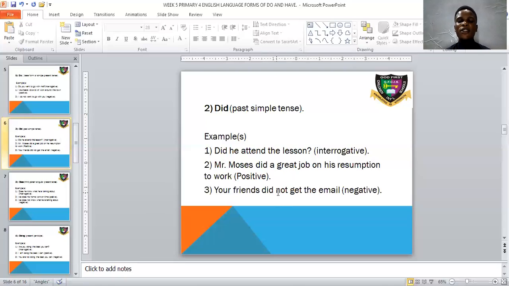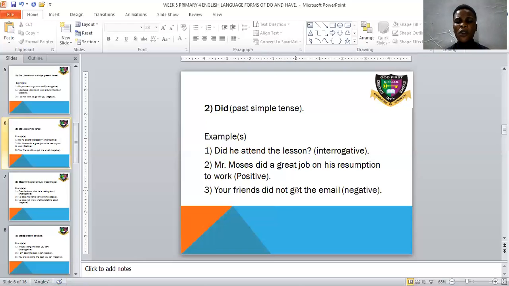Now, the third one says, your friend did not get the email. Do not forget likewise that this sentence is in the past simple tense. But one thing about the sentence is that it has the word not. Isn't it? And which makes this sentence to be what? To be negative. Your friend did not get the email. That is a negative sentence.